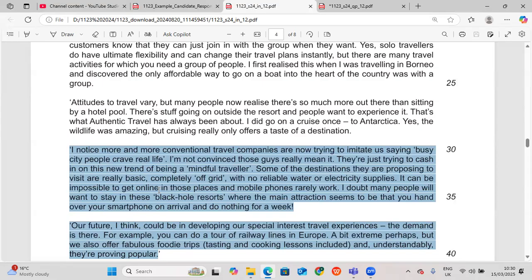But we have talked about black hole resorts earlier in the classroom. Can anyone unpack the concept of black hole travels? Anish, what are black hole resorts?